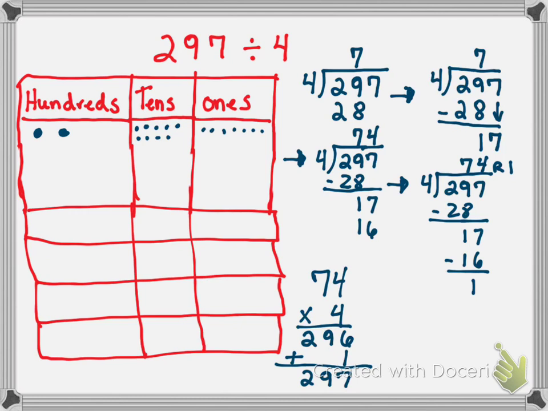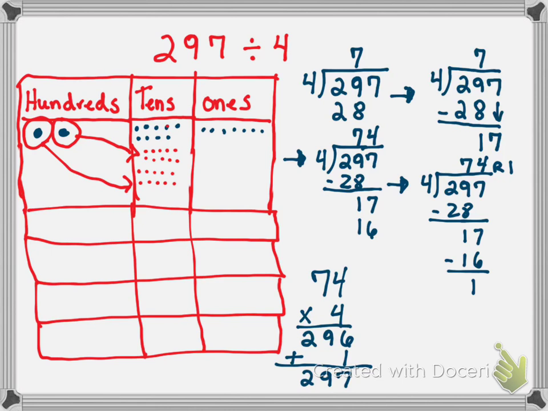So I'm going to cash in one of these hundreds for 10. 1, 2, 3, 4, 5, 6, 7, 8, 9, 10. Take this last 100, cash it in for 10. 1, 2, 3, 4, 5, 6, 7, 8, 9, 10. So now I have 20, 21, 22, 23, 24, 25, 26, 27, 28, 29 tens.